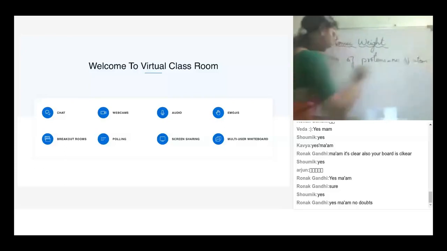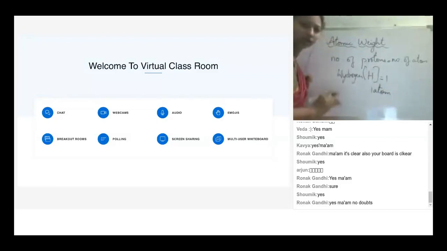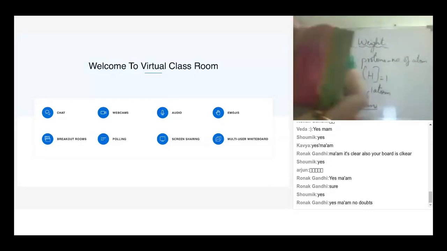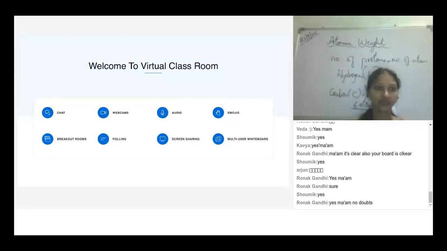For example, hydrogen is there. Atomic number of hydrogen is what? 1. That means it consists of one atom. Understood or not? Carbon. Symbol of carbon is C. The atomic number is 6. That means 6 atoms. The carbon consists of 6 atoms. So how to calculate the mass? How to calculate the atomic weight of that particular element?